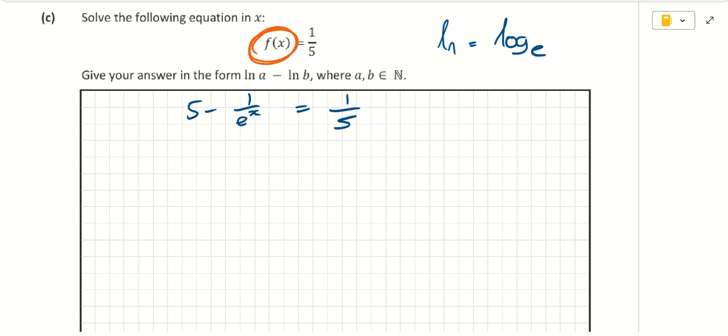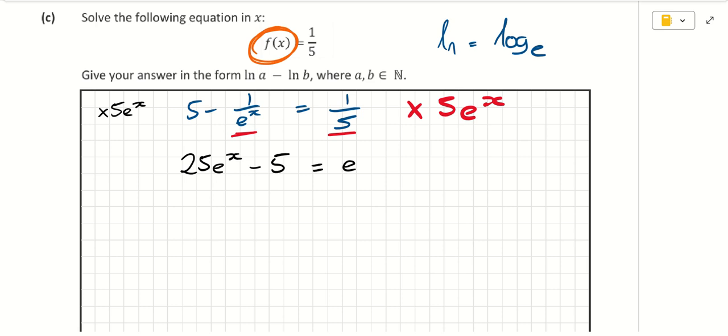Okay, so we want to get rid of fractions. Remember, we hate fractions. So we want to multiply everything by 5e to the power of x, because that would cancel the denominators together. So we will multiply both sides by 5e to the power of x. So from that, you will get 25e to the power of x here, then minus 5 is equal to e to the power of x when you multiply all that together.